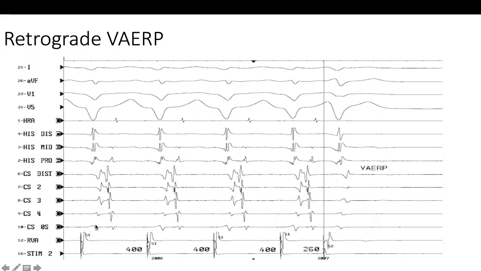Based and captured. First of all, is this ventricular or atrial? Ventricular. This is V. Excellent, and this is VA. Which one is the proximal and which one is the distal? CS distal, this is distal, and this is proximal.